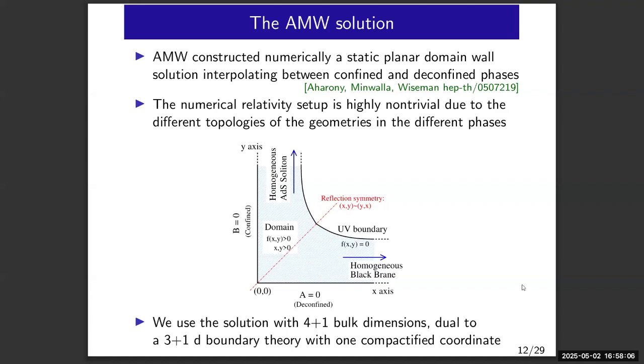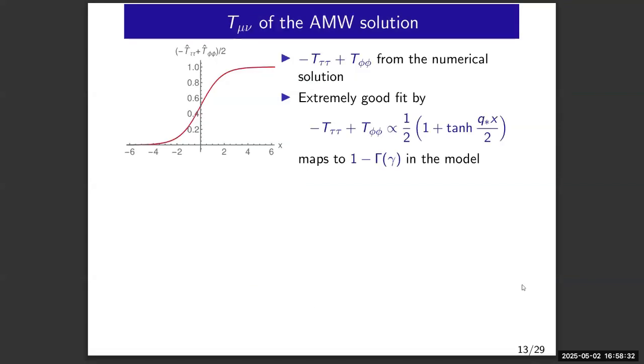And we use the solution with this 5-dimensional solution, which I wrote here explicitly, which is dual to a 3+1 dimensional boundary theory with one compactified coordinate. So this means that there is really a non-trivial Minkowski space structure in 2+1 dimensions, and then this one compactified coordinate is just sort of integrated over. But okay, so what can you get from this solution? The basic observable that you can compute when you have a geometry is the energy momentum tensor of the field theory. And you can take the solution and extract the energy momentum tensor.